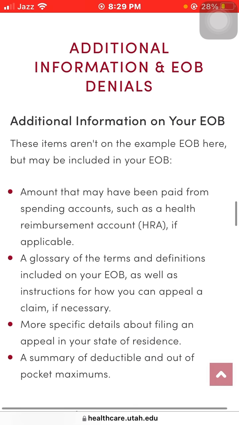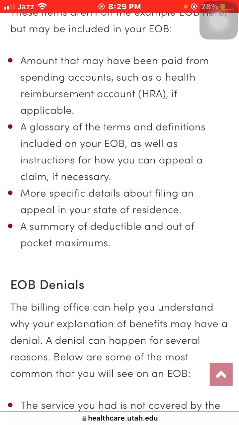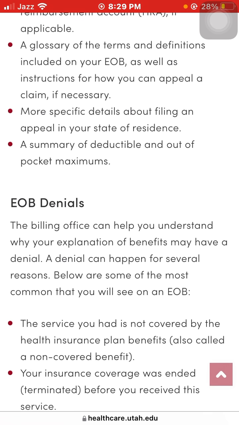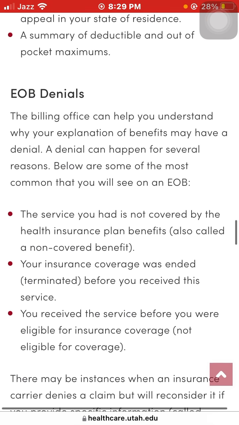Additional information and EOB denials. Additional information on your EOB. These items aren't on the example EOB here, but may be included in your EOB. Amount that may have been paid from spending accounts such as a health reimbursement account, HRA, if applicable. A glossary of the terms and conditions included on your EOB, as well as instructions for how you can appeal a claim if necessary. More specific details about filing an appeal in your state of residence. A summary of deductible and out of pocket maximums.